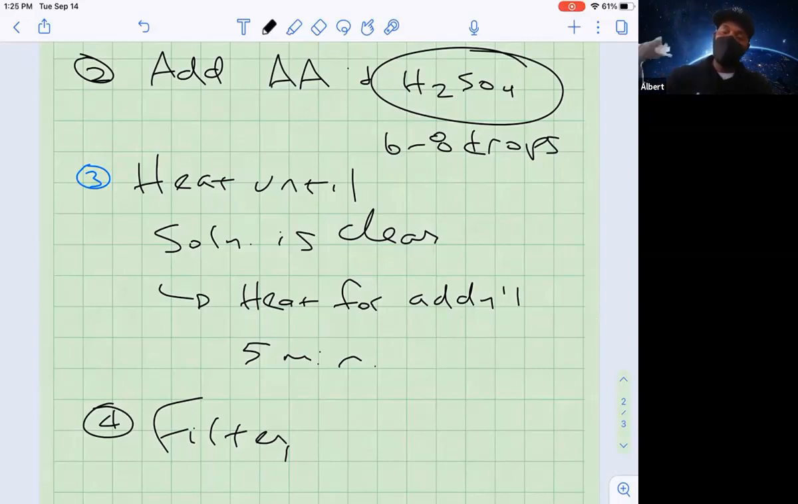Then when the next time we come back, we're going to do the purification, but it has to sit for a week to dry before we can do that.